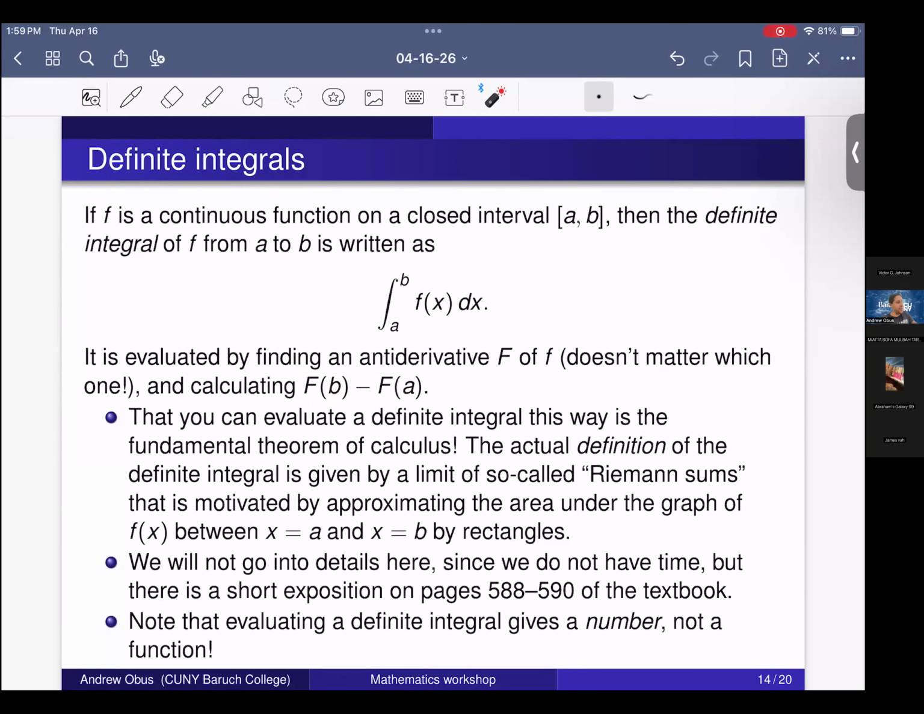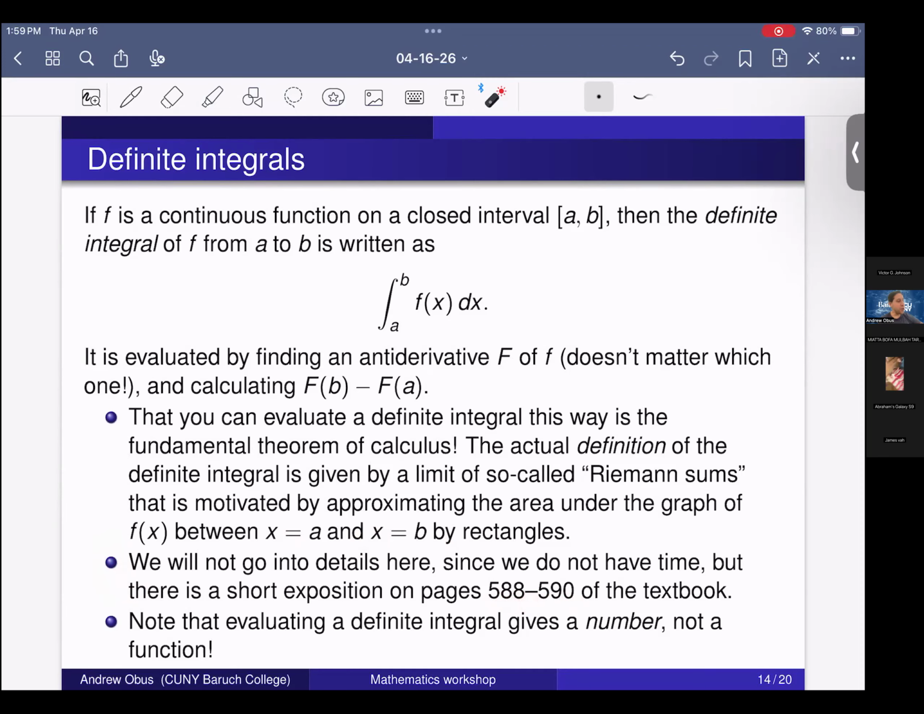I should mention that the fact that you can define a definite integral this way is the fundamental theorem of calculus. It's not really the definition. The definition is given by a limit of so-called Riemann sums, motivated by approximating the area under the graph of f of x between x equals a and x equals b by rectangles. I don't want to go into details here, but you'll see a little of this on pages 588 to 590 of the textbook if you want to look it up.